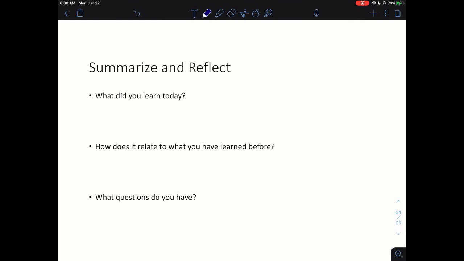Be sure that you always summarize and reflect after each video lesson. So take a minute to write down what you learned today, how it relates to things that you've learned before. And I'm sure you've learned about the scientific method before, so take a minute and think about that. And then always write down what questions you have and be sure to either send them to me or bring them to office hours.